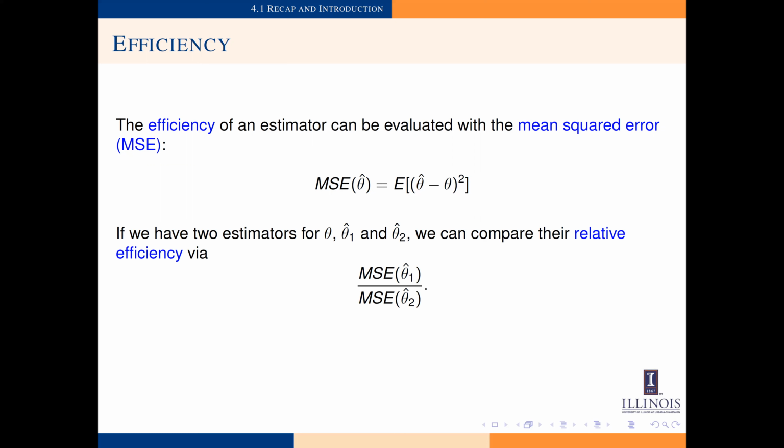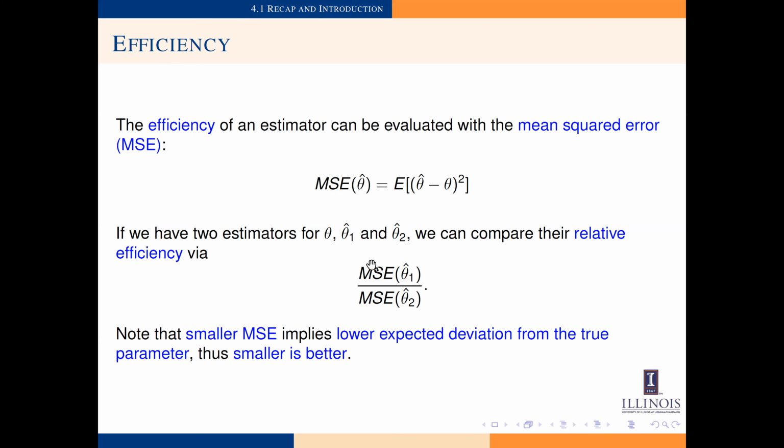So if we have two estimators for theta, theta hat 1, which we obtain using one way, and theta hat 2, which we obtain using another way, then we can compare their relative efficiency by taking the ratio between their MSEs. One thing to note here is that a smaller MSE implies that the expectation of theta hat minus theta squared is smaller. This implies that there is lower expected deviation of our theta hat from the true parameter. Thus, the smaller the MSE, the better. We say that if the MSE is smaller, then the estimator is more efficient.